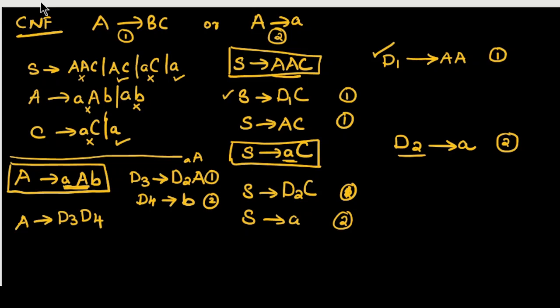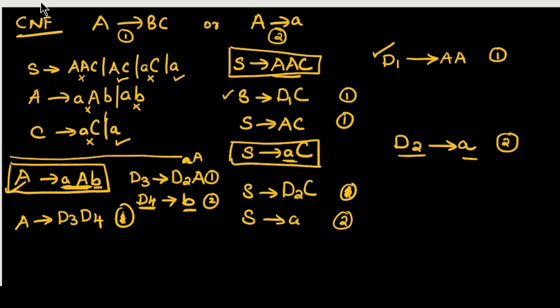D3 represents D2A. And what is D2? D2 is actually small letter a, so it is small letter a, capital A. That is the first part of our right side. Then small letter b is replaced with D4. So D3, D4. So this is in format 1, two variables on the right hand side. So this is replaced with this one and these two new productions.